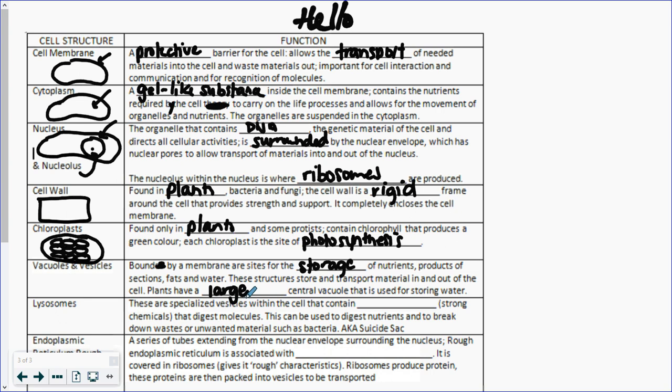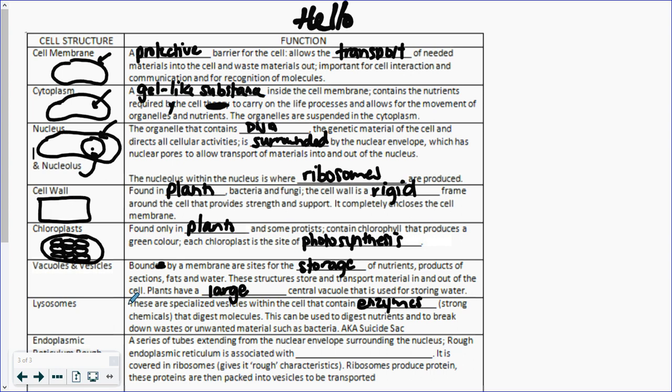Yeah, you see. So these are specialized vesicles within the cell that contain enzymes. So enzymes are just different types of chemicals that can cause something to be broken down. And so these enzymes are really strong chemicals that digest molecules. These can be used to digest nutrients and to break down wastes or unwanted materials, such as bacteria. They're sometimes called little suicide sacs because if a cell needs to undergo cell death, sometimes they will kind of explode their lysosomes within them.